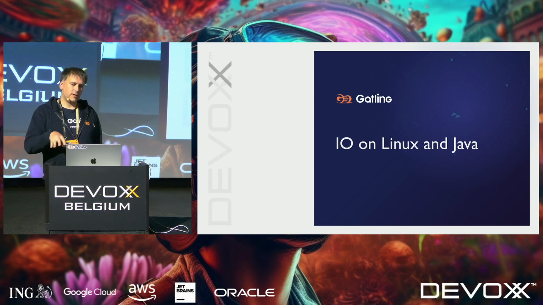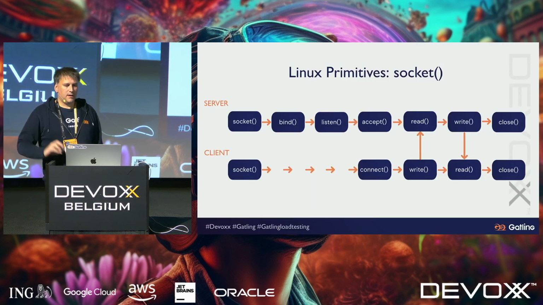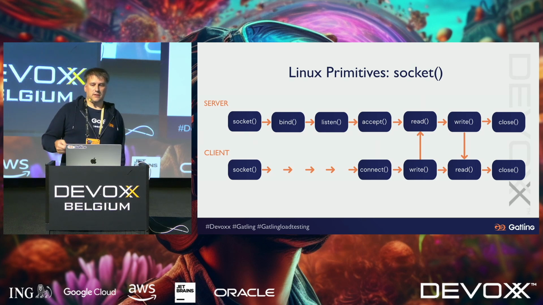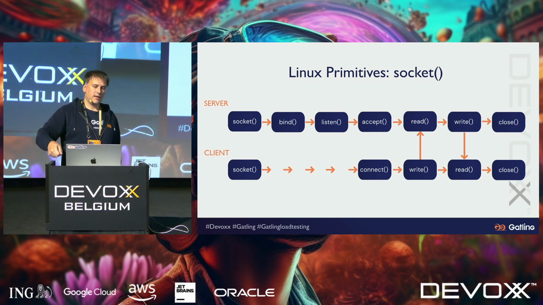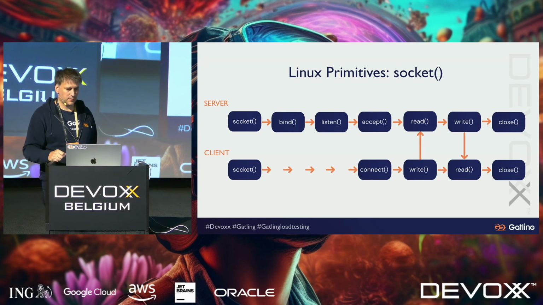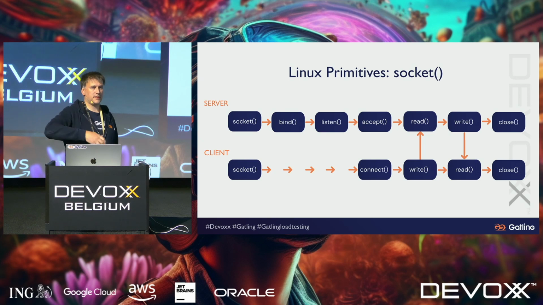So now let's have a look at how I/O works on Linux and how this translates in Java. So on Linux, the primitive that you want to use to do networking is the socket API. On the server side, you're going to open a socket, then you're going to bind on a listening port and start listening. And then you're going to call accept, so that you're going to block until there's some client that requests to open a socket.